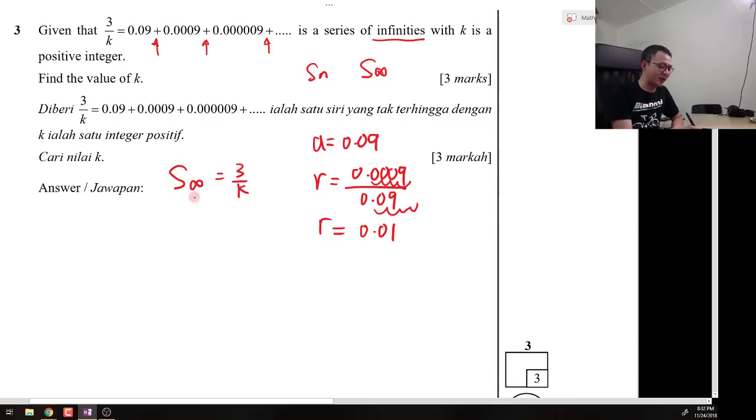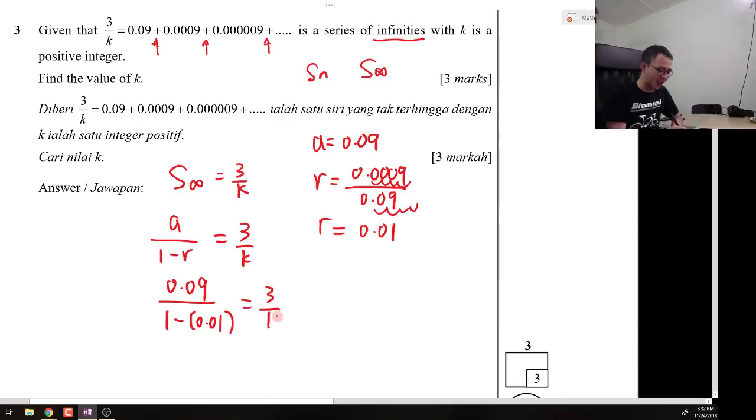Then I know my sum of infinity formula is a over 1 minus r, isn't it? So my a is 0.09 over 1 minus r, which is 0.01, equals 3 over k. This one I type in the calculator should be 1 over 11 equals 3 over k. Then I cross multiply, my k should equal 33. Alright.